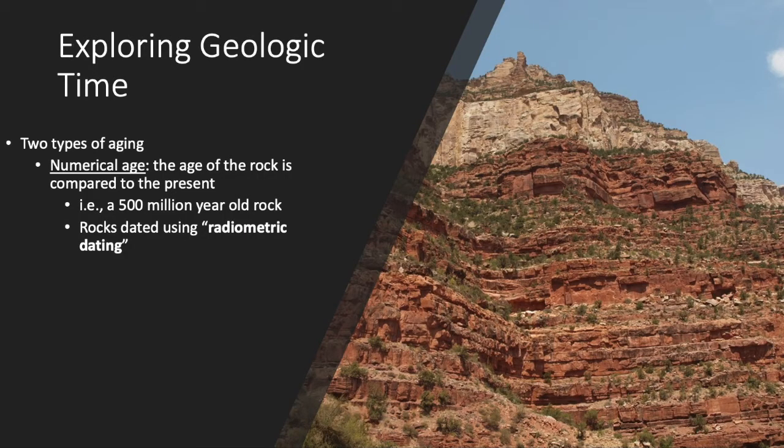So the main thing that geologists, the main foundational topic that geologists focus on, is geologic time. And there's a couple different ways that they approach geologic time, as was discussed in your book. The first of which is the numerical age of a rock. And that's always done relative to the present. So you might say a rock is 500 million years old relative to the present.